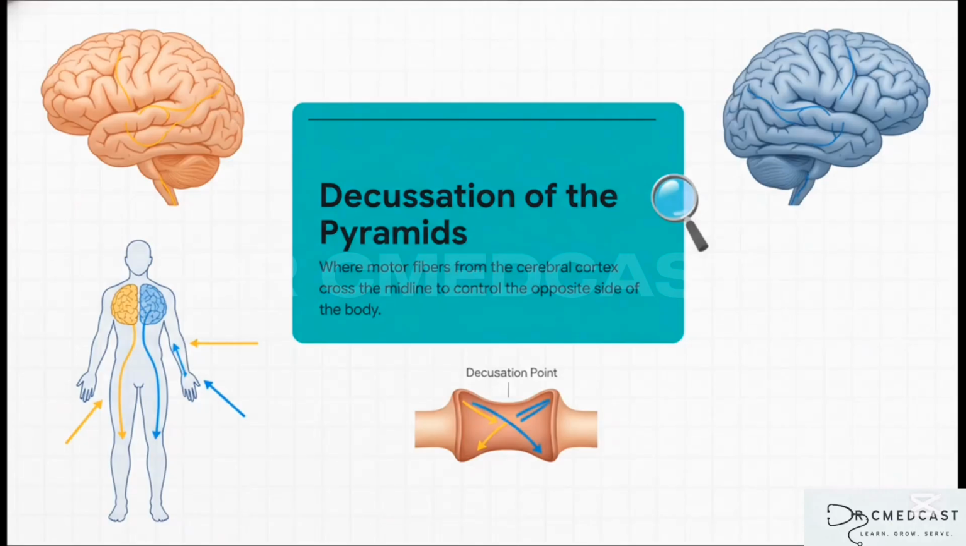Right at the very bottom of those pyramids we just saw, something absolutely crucial happens: the decussation of the pyramids. It's a fancy term, but it just means a crossing. This is the exact anatomical point where about 3/4 of the motor nerve fibers coming down from the brain cross over to the other side. So if you've ever wondered why the left side of your brain controls the right side of your body and vice versa, this is it. This is the spot where it happens.